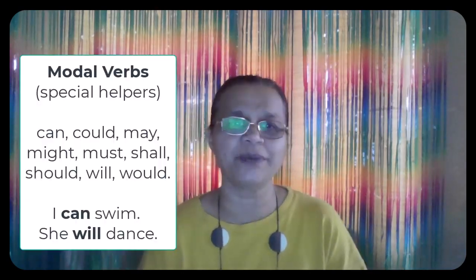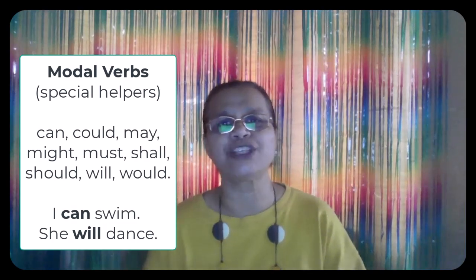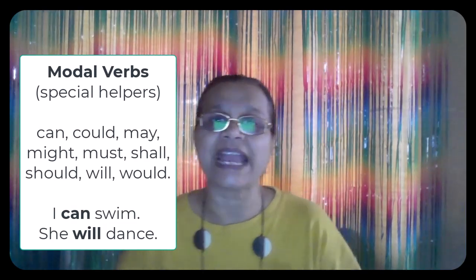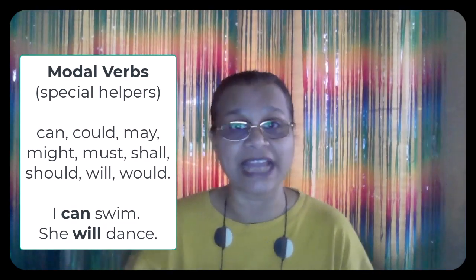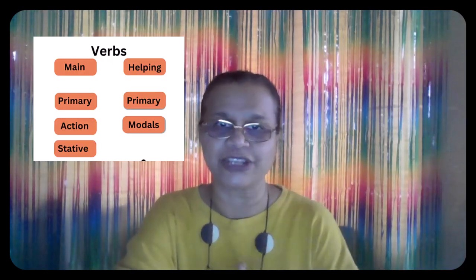And of course you have the can, could, may, might, must, shall, should, will, would, which say I can swim or she will dance. So these are the modal verbs, or they are also known as special helpers. So these are the differentiation of verbs. This is in short about the entire verb family.